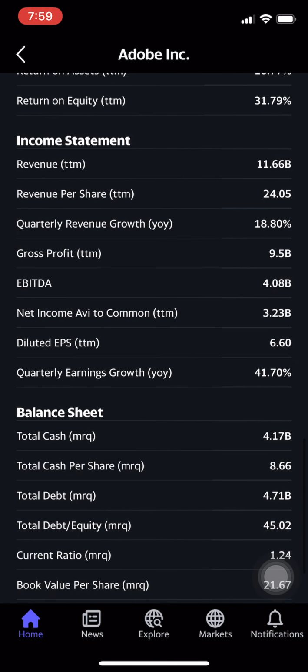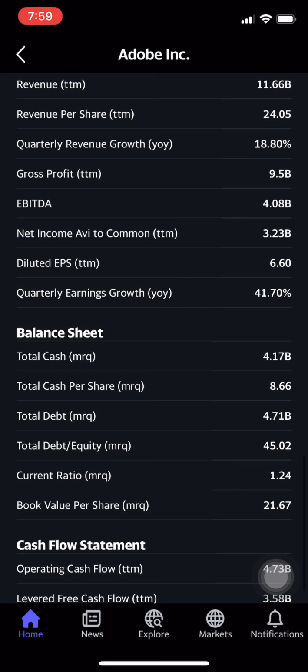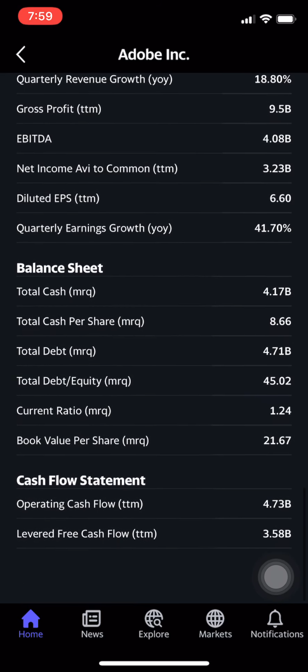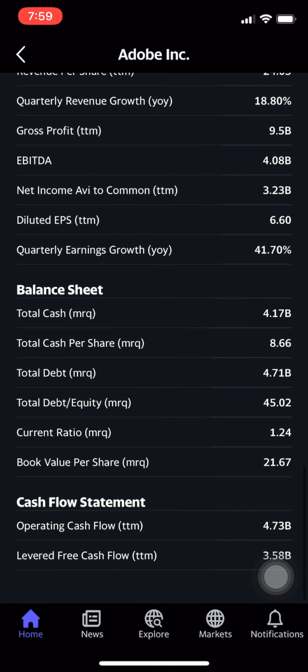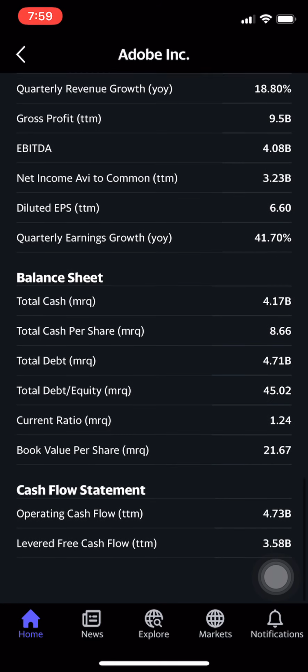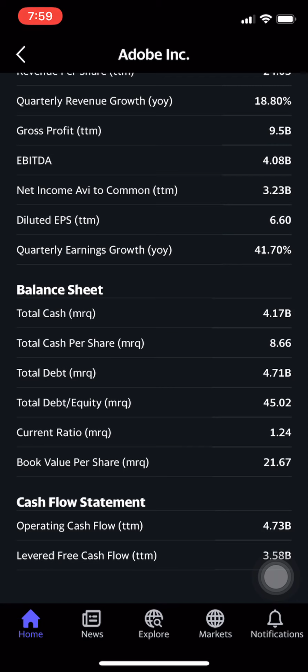Now for income statement in revenue, you can see it's $11.66 billion. Quarterly revenue growth is 18.8%. Gross profit, $9.5 billion. EBITDA is $4.08 billion. So that's earnings before interest, tax, depreciation, and amortization. Net income is $3.23 billion. Quarterly earnings growth year over year, 41.7%. So good to see that kind of growth.